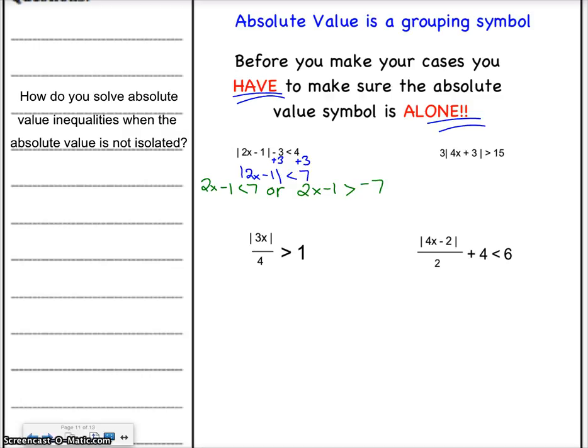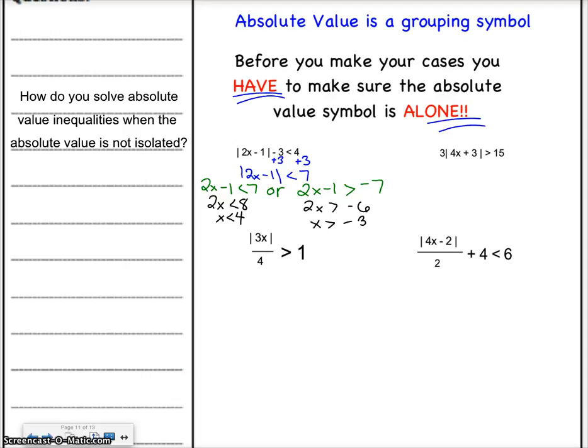And then I'm going to use my algebra. Plus 1 to both sides, and you get 2x is less than 8, x is less than 4. Plus 1 to both sides. 2x is bigger than what? Negative 6. X is bigger than negative 3.